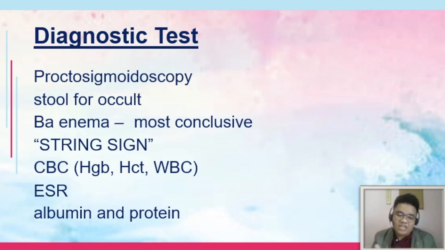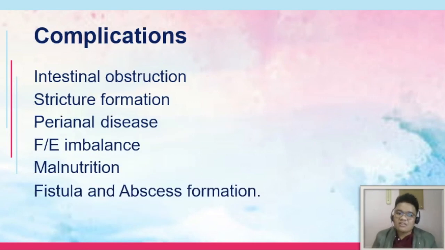So you would expect that there will be edema for your patient, ascites later on if not resolved. Then complications. We'll have intestinal obstruction, stricture formation. We'll also have perianal diseases, fluid and electrolyte imbalances, particularly, as I've mentioned, potassium. Then you'll have malnutrition and then fistula and abscess formation, which is more common in the regional enteritis.